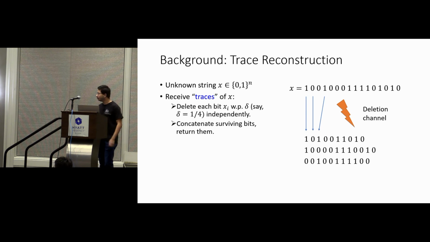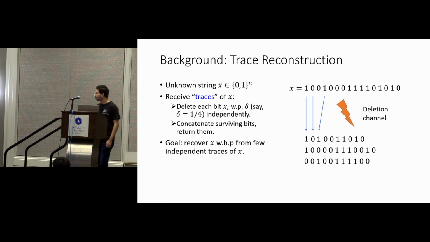And so we get a bunch of independent traces from this deletion channel using this process. And the goal is to recover the original string with high probability from the traces we receive. And in this talk, we'll just focus on sample complexity, the number of traces we need to recover the string. We won't worry too much about the computational runtime of the algorithms.